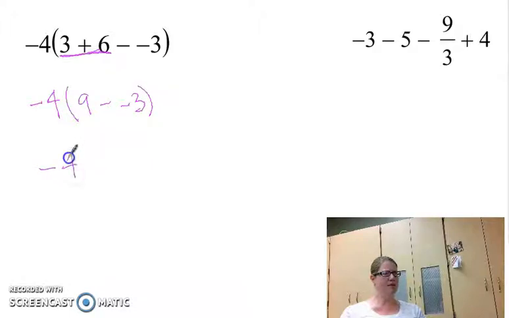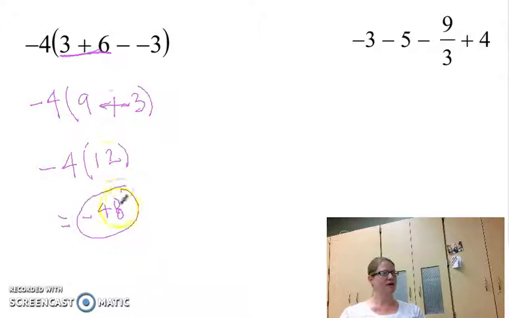I'm going to keep the negative 4 out front. If I do 9 minus negative 3, remember that if I subtract a negative, that becomes positive. So this is really 9 plus 3, and 9 plus 3 is 12. So now I have negative 4 times 12, and that is equal to negative 48. Remember, negative times a positive is negative. So if I evaluate this using my order of operations, I'm going to get negative 48.